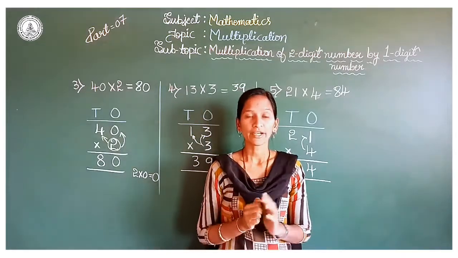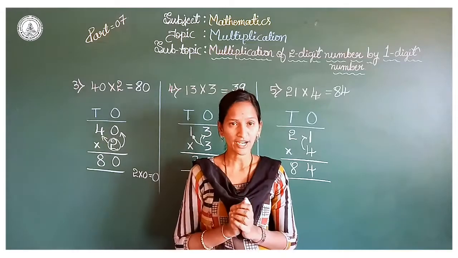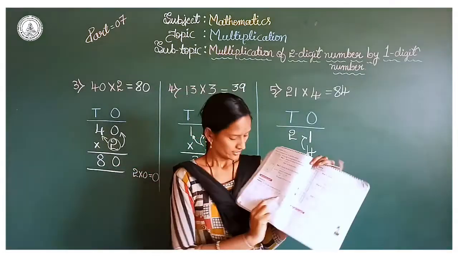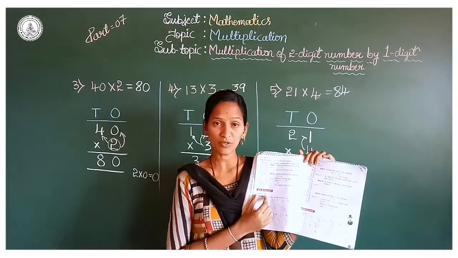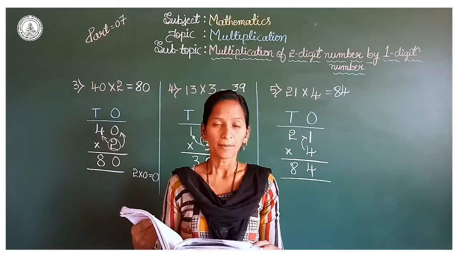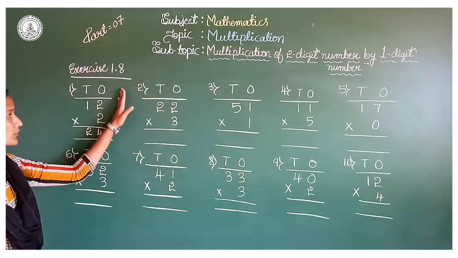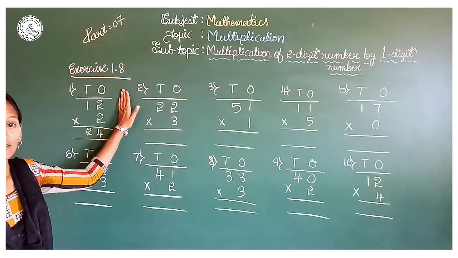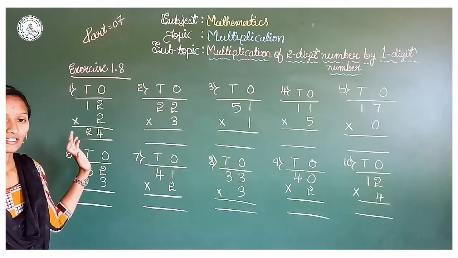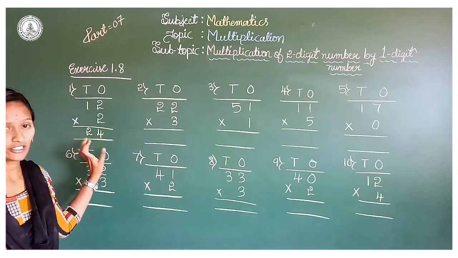Right? So my dear students, now I am moving to the textbook activity. It is on page number 78. See here, this is exercise number 1.8. I am reading the headline. Listen here. Multiply. In that, the first one is 12 into 2. Here they solved the problem. The answer is 24.